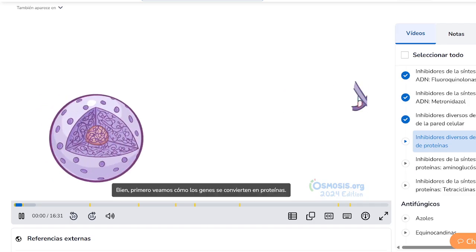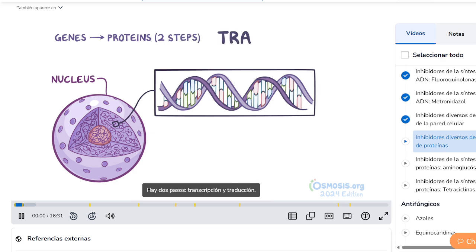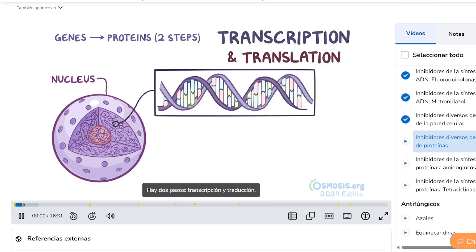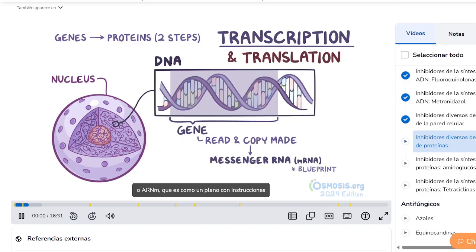Okay, first let's look at how genes become proteins. There's two steps, transcription and translation. During transcription, a specific gene on the DNA is read and a copy is made called a messenger RNA, or mRNA, which is like a blueprint with instructions on what protein to build.